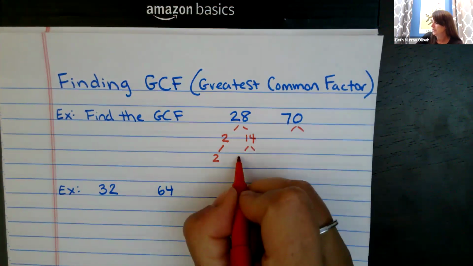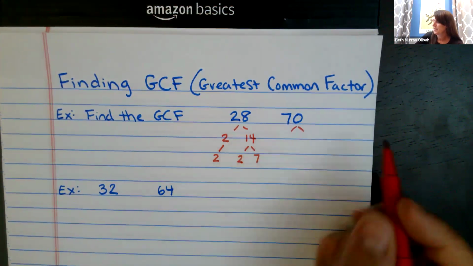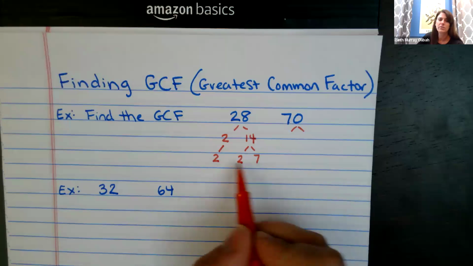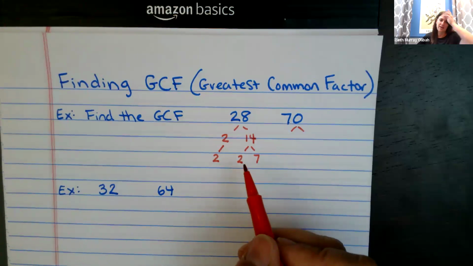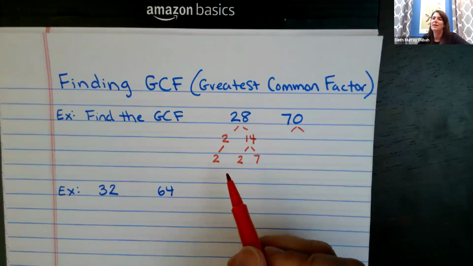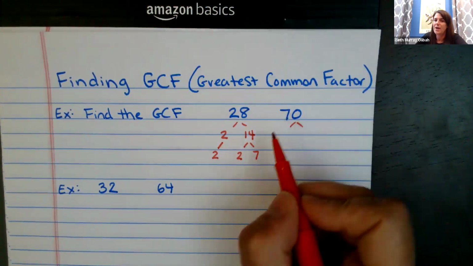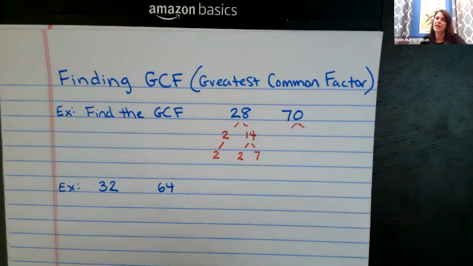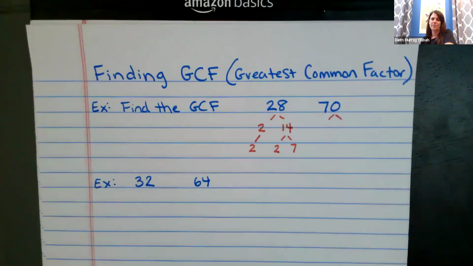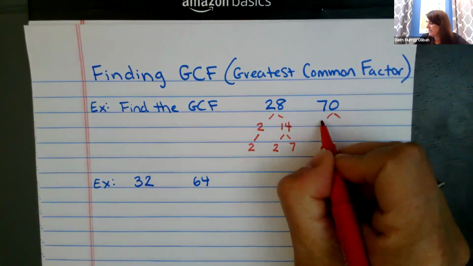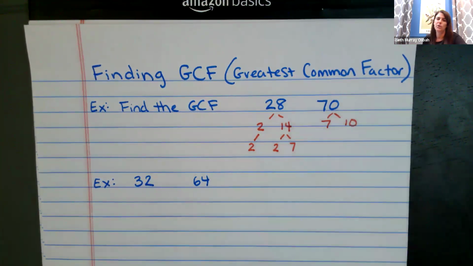14 can be split into 2 and 7. 2, 2, and 7 are all done. They're all prime numbers, which means they cannot be divided by anything except 1. So now I'm going to do the same thing for 70, so then I can see what they have in common. So 7 times 10 is one way I could do it.